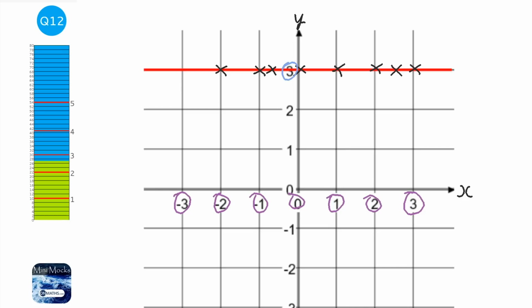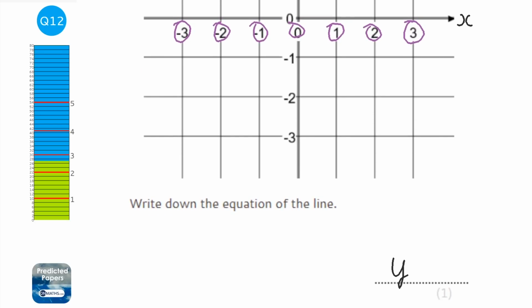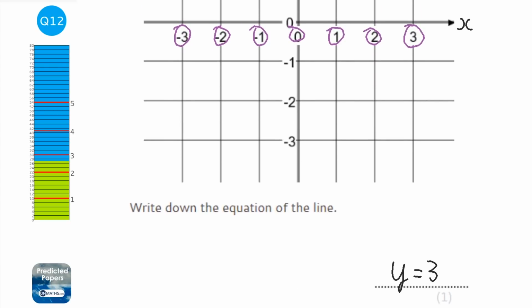But if you have a look at the y, it's always 3, anywhere on that line. So the equation of the line is y equals 3, because y is always 3 anywhere on that line. So horizontal lines are always going to be y equals something, and vertical lines are always going to be x equals something.